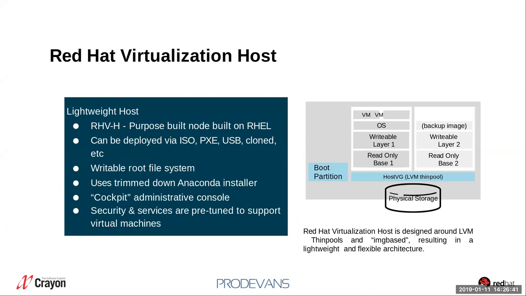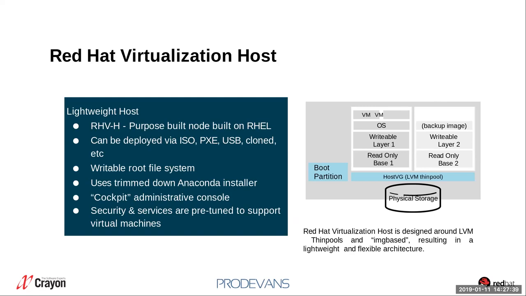You can install it, and it has a writable root file system. It uses a trimmed down Anaconda installer. That's basically coming with the RHEL operating system, and the Cockpit administrative console. This Cockpit is a very important thing here, because this Cockpit is a graphical interface which works on port 9090. Using this port, you can access your VM easily. You can see the complete hardware, complete information about your operating system or your physical infrastructure. Now, the security and services are pre-tuned to support virtual machines. Definitely, it has this capability.